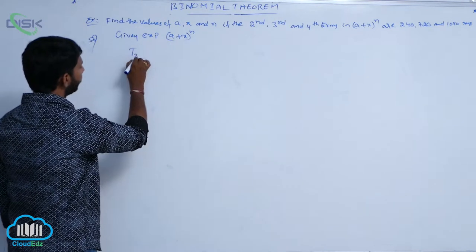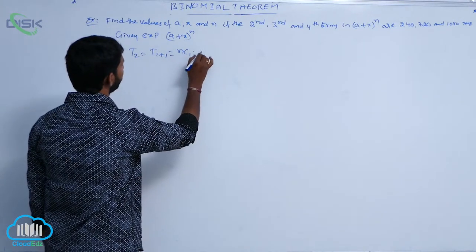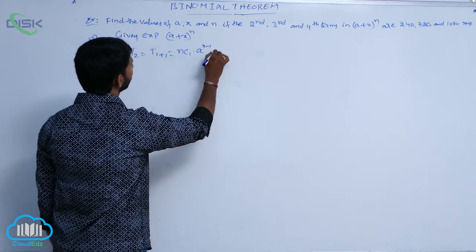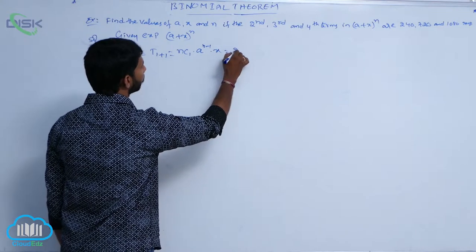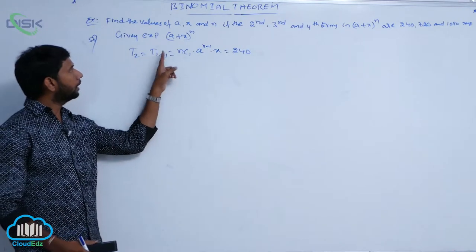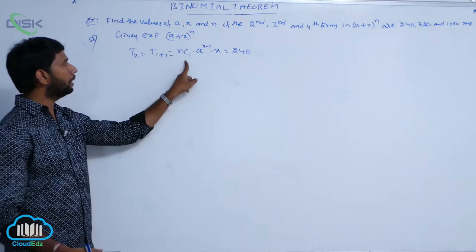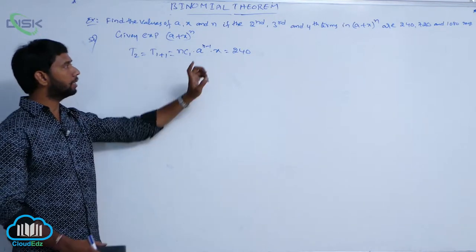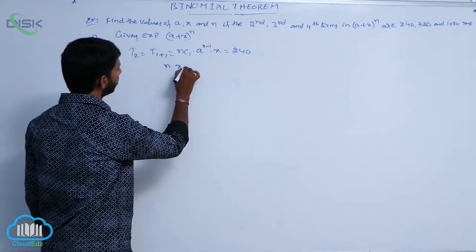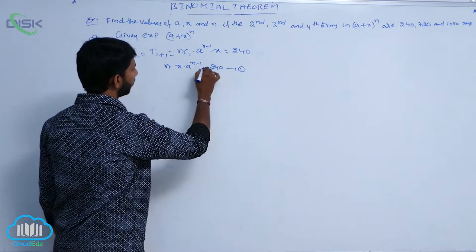Now the second term T2 is equal to T(1+1). This is equal to nC1 into a^(n-1) into x, which is equal to 240. Here T(r+1) is nCr into a^(n-r) into x^r, that is nC1 into a^(n-1) into x is equal to 240. Here nC1 is equal to n, that is n into x into a^(n-1) is equal to 240. That is condition number 1.